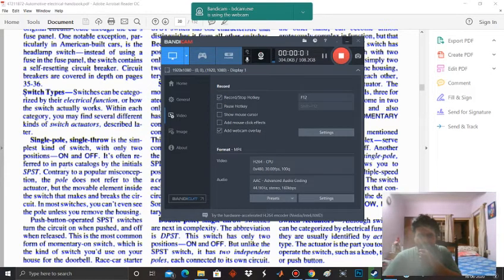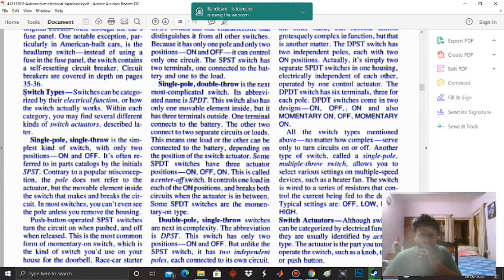Hello my dear students, in this particular lecture we will be studying the different types of switches. In the last class we have studied the single pole single throw switch. Now we will study the single pole double throw switch. It is the next most complicated switch. It is abbreviated as SPDT.